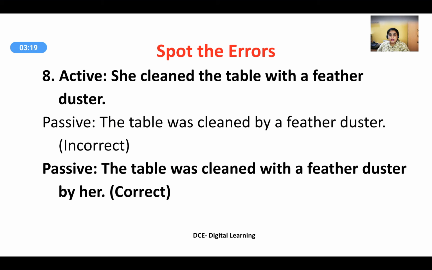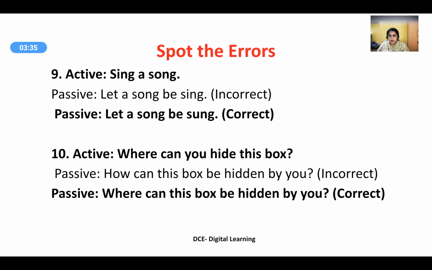She cleaned the table with a feather duster is the active form. In passive, "the table was cleaned by a feather duster" is incorrect, while the correct option is "the table was cleaned with a feather duster by her." She becomes her. Sing a song. "Let a song be sing" is incorrect. The correct answer is "let a song be sung." Where can you hide this box? Passive form: "How can this box be hidden by you" is incorrect. The answer is "where can this box be hidden by you?"